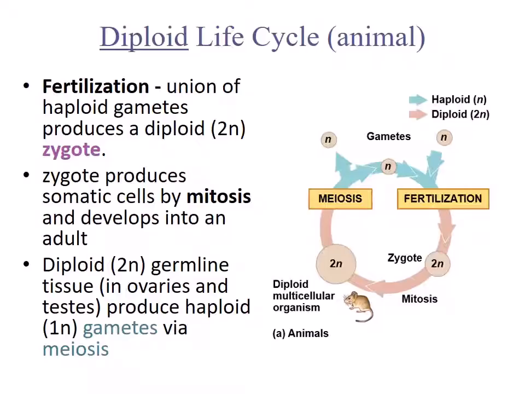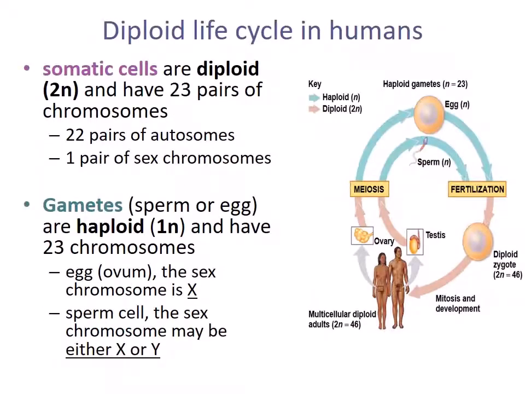an adult. And then there's germline tissue that's diploid. So this is specific tissue, let's say in the ovaries and the testes, and that's going to produce haploid gametes by way of meiosis. So like I said, the diploid life cycle is probably something you're already familiar with, because it's the life cycle that humans have.